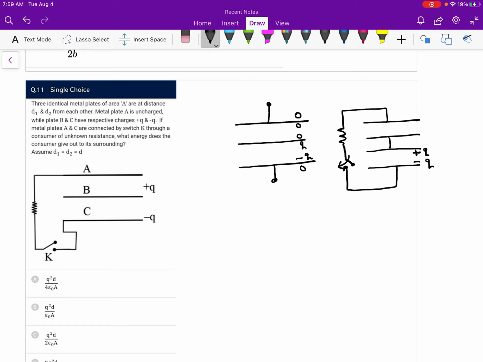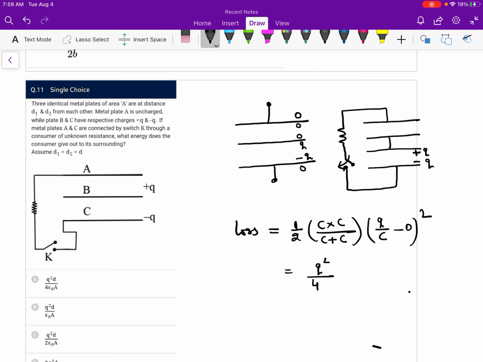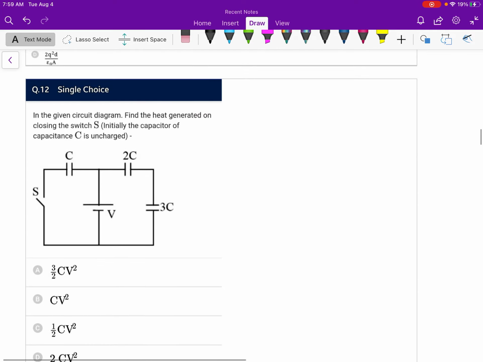We know the loss in energy is half C1 C2 upon C1 plus C2 into V1 minus V2 whole square, which is Q by C minus V2 whole square. So this is Q square by 4C, C by 2, so Q square by 4C, where C is 4 epsilon naught A by D, so Q square by D upon 4 pi epsilon by A is the correct option. So this is a difficult question.